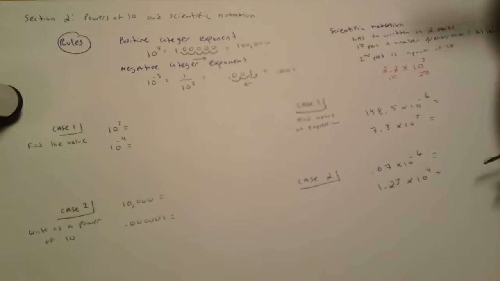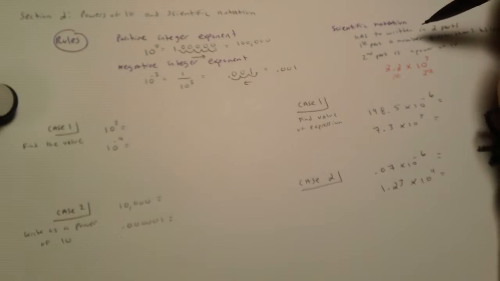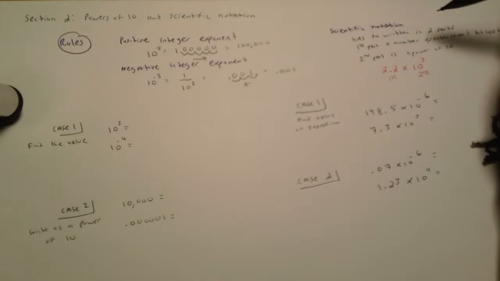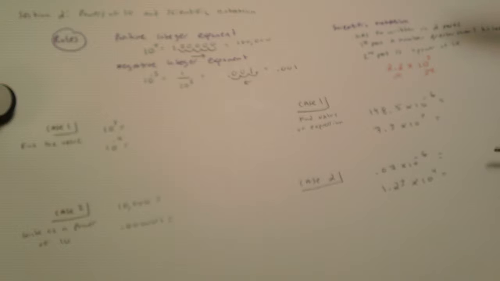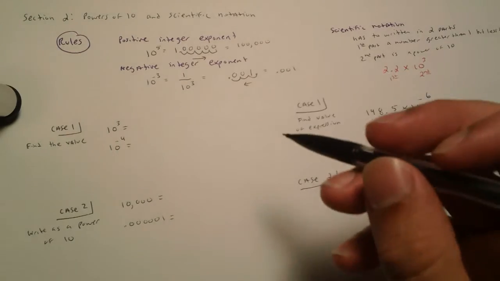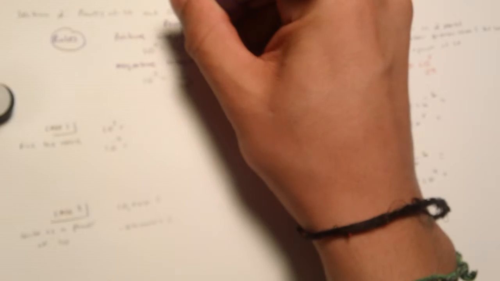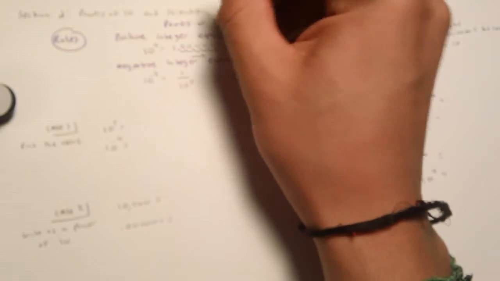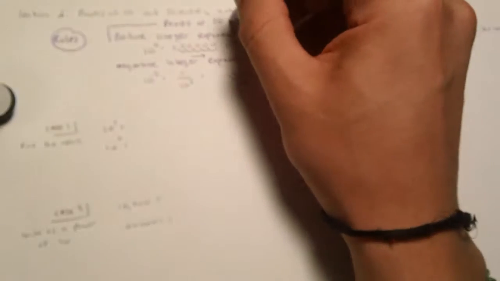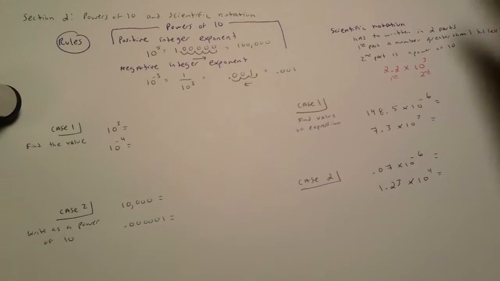And scientific notation is just an alternative way of writing a number that is greater than 1 or less than 1. And in this scientific notation, you use the powers of 10. So I guess we'll just do a couple examples of these and we'll go forward. Wait, let me just write down powers of 10. There you go. So you won't get confused.